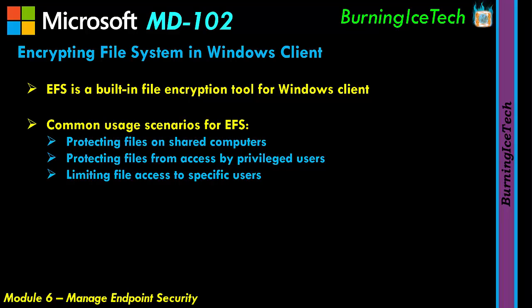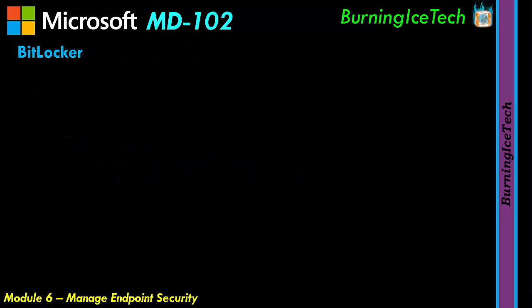So in a nutshell, in summary, EFS is for specific files and specific folders on a machine where you might potentially be sharing a machine, which is why we don't really use it anymore these days. Now moving on, here we've got BitLocker.